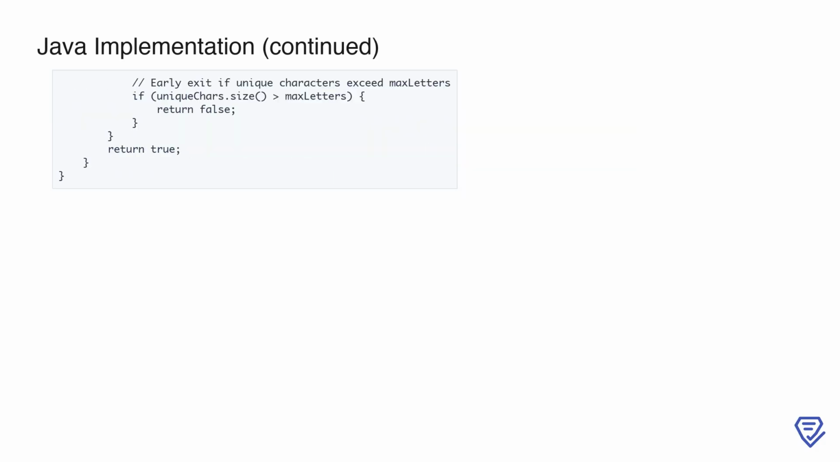The isValid helper method is defined to determine whether a substring meets the maxLetters constraint. This method uses a hash set to keep track of the unique characters in the substring. As we iterate over each character in the substring, we add it to the set. If at any point the size of the set exceeds maxLetters, we can immediately return false, as the substring is no longer valid. Otherwise, if the loop completes without exceeding the limit, we return true, indicating that the substring satisfies the constraint. This method ensures efficient validation by leveraging early exits when the condition is violated.